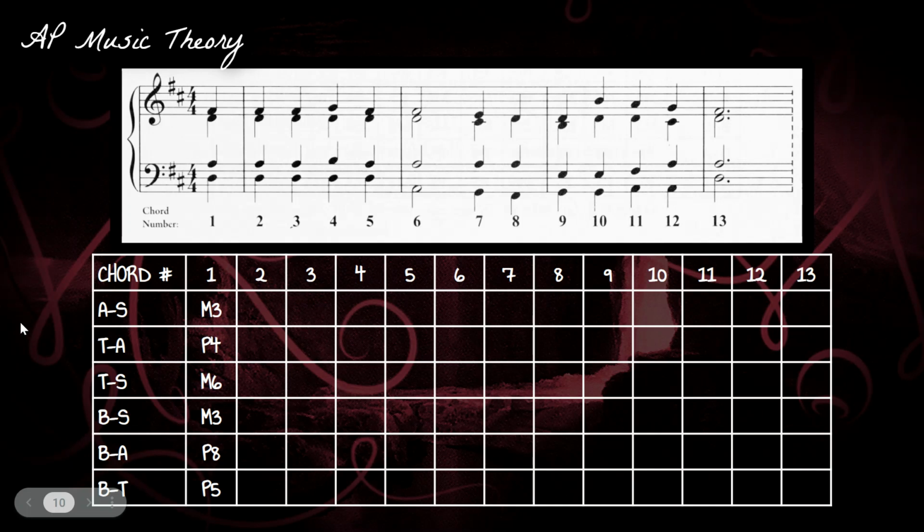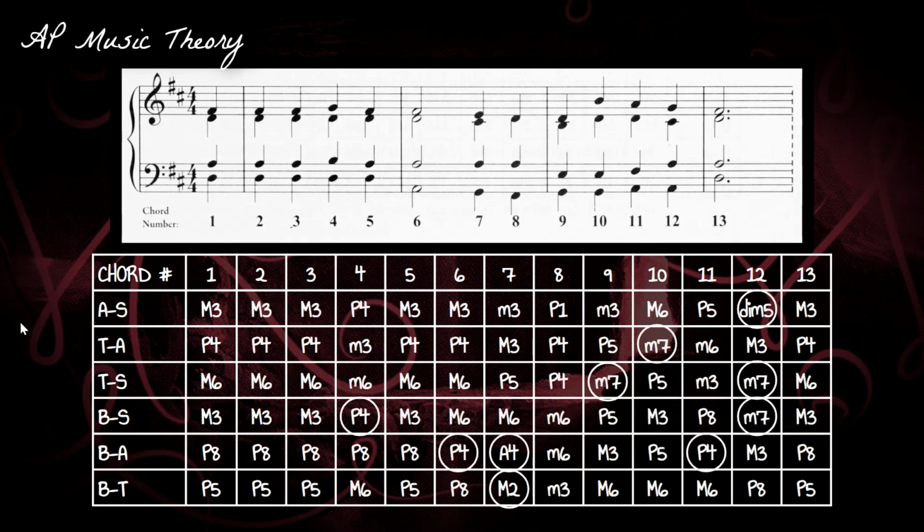For practice, let's identify all the intervals found in this four-measure phrase and see what's revealed about intervals within a composition. Fill in the chart and circle the intervals that are considered dissonance. I will show you the answers soon. I recommend that you pause, take a piece of paper, and write down what you see for your own practice, and then I will reveal the answer in 3, 2, here we go.